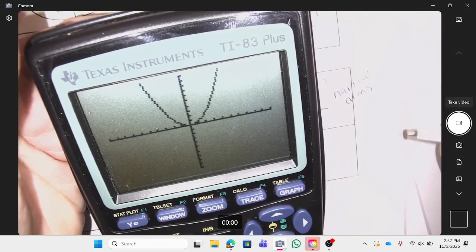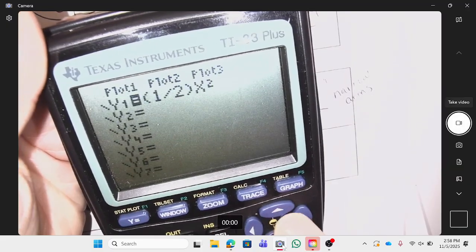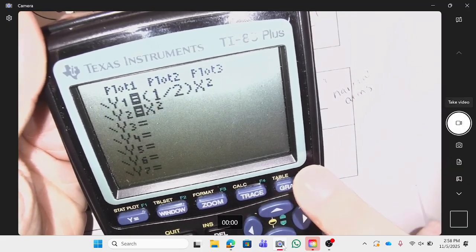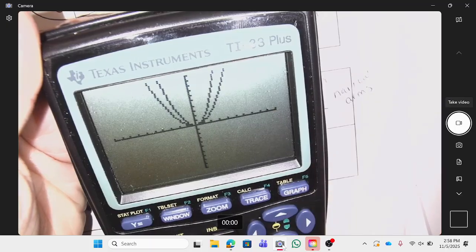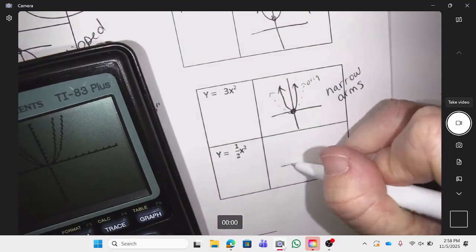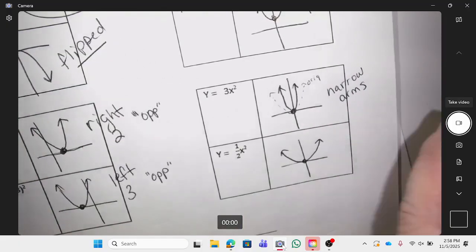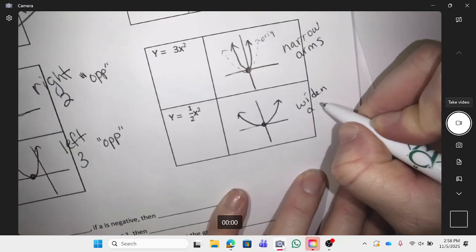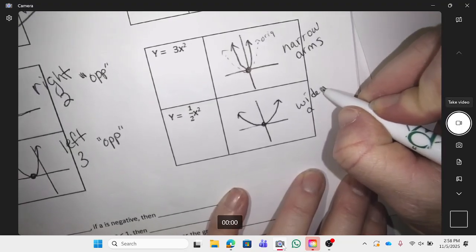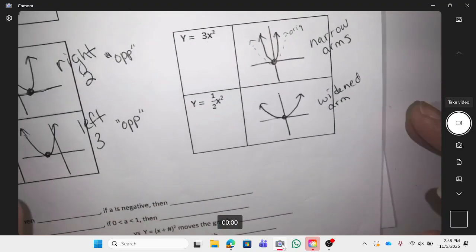Okay, do you need your original on there too to see what happened? So if I put my original also on here at the same time, what happened? The arms widened. Okay, and I'm talking about those arms, how those arms are looking.